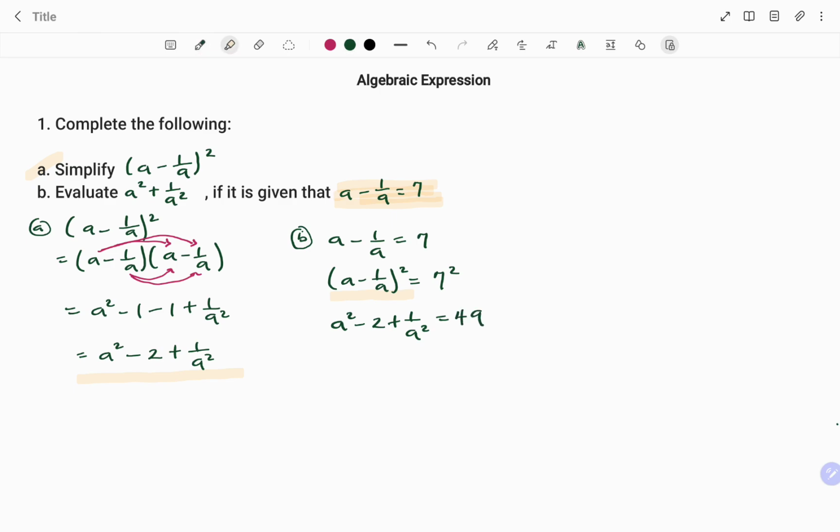The question says we should evaluate a squared plus 1 over a squared. So therefore, we are going to take our minus 2 to the other side of the equation. We have a squared plus 1 over a squared. When it gets to the right hand side, it becomes a plus, so we have that as 49 plus 2. Therefore, a squared plus 1 over a squared is equal to 49 plus 2, 51. Let's look at the next example.